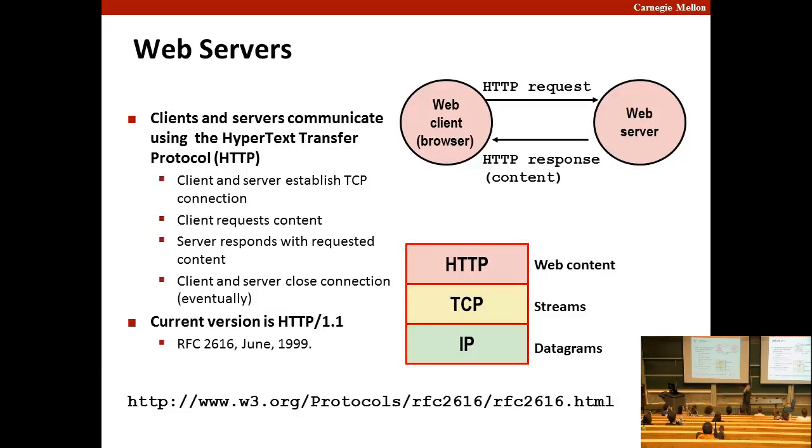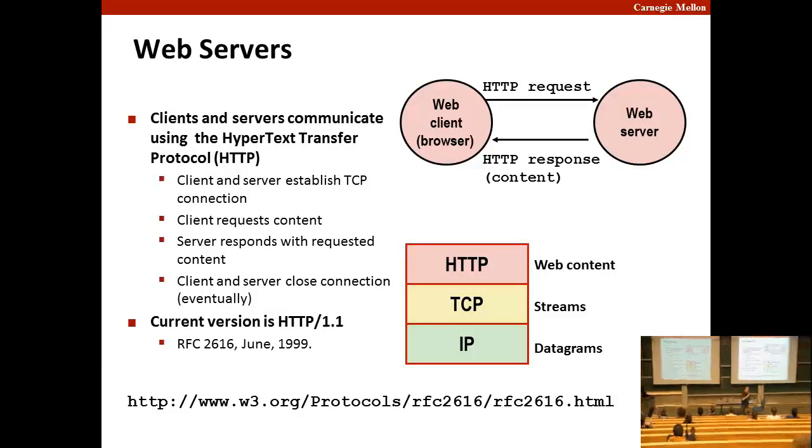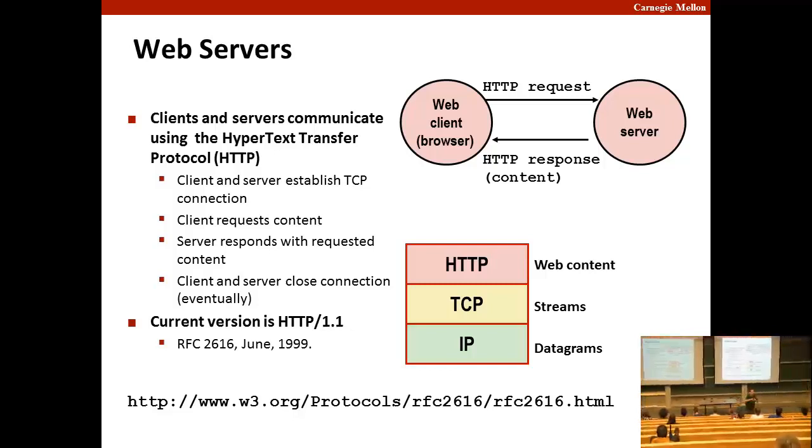Remember we talked about the protocol stack. What were the layers of the protocol stack? What was the bottom one? Physical layer. The next one? Link. Next one? Network. Transport. And then? Application.